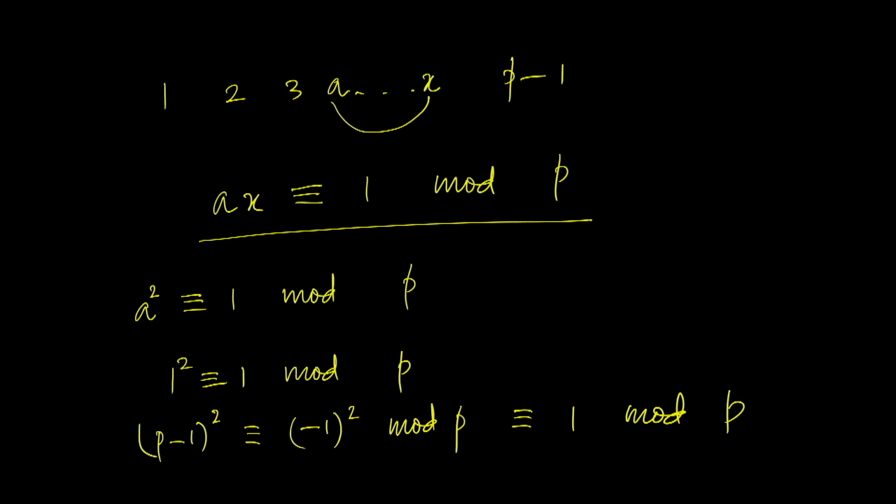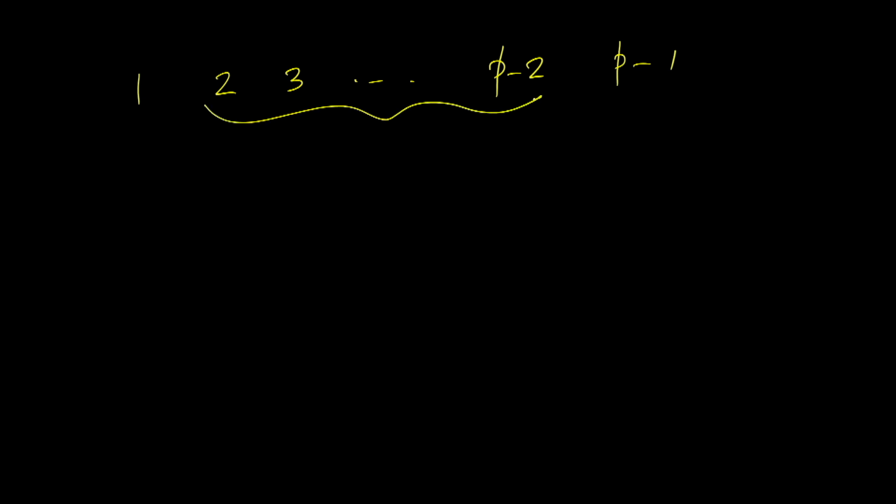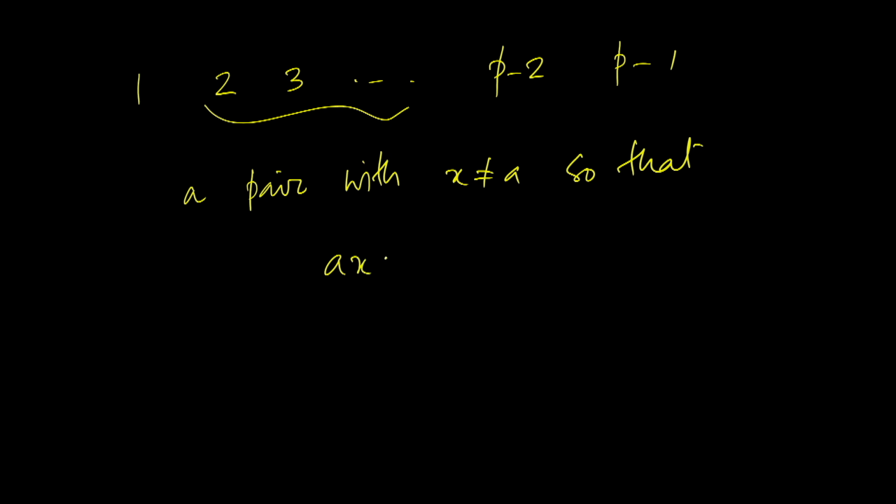So, 1 and p minus 1 do pair with themselves. But then if you consider the other numbers in the range 2 to p minus 2, we find that these do not pair with themselves. So, they pair with some other. So, any a here will pair with x not equal to a, so that ax equal to 1 mod p.